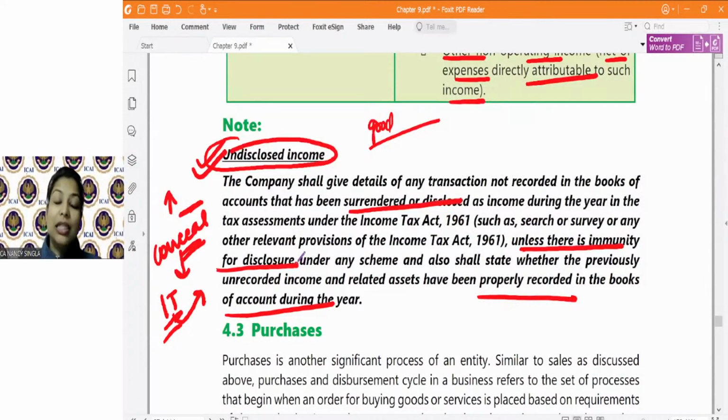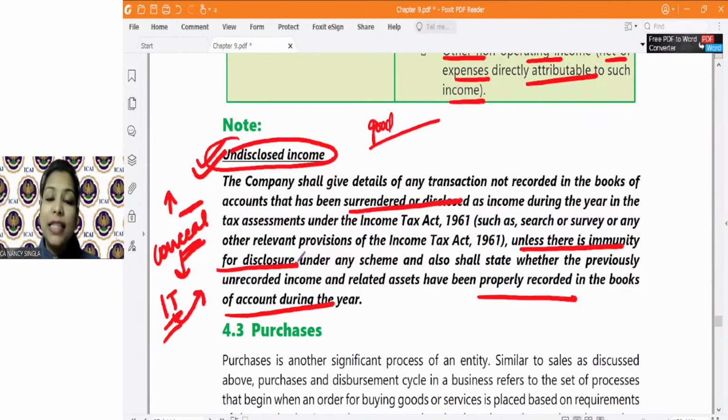So there are certain voluntary disclosure schemes. If you have heard that income tax department का बहुत बड़ी voluntary disclosure scheme आता है कि अगर आपने पहले कोई इनकम कंसील किया है तो now you may voluntarily disclose it. We will not impose penalty.